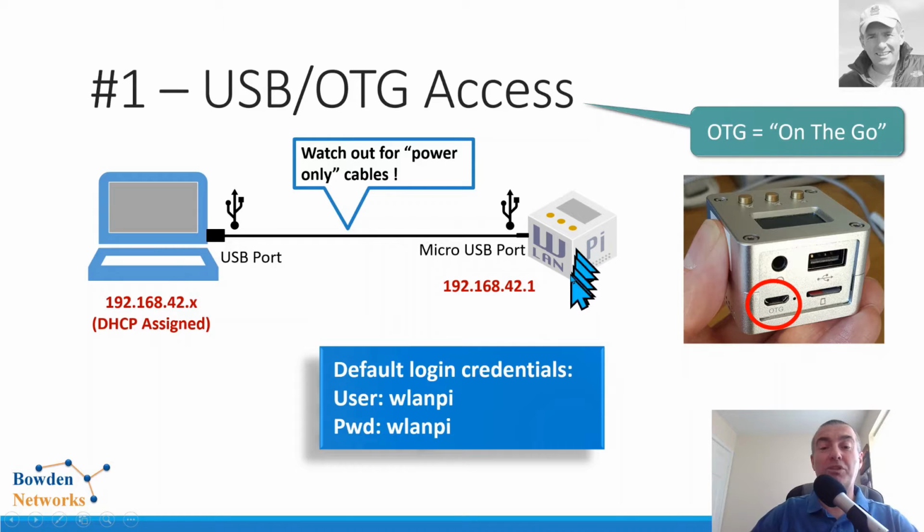What happens is the WLAN Pi uses an address of 192.168.42.1 on its USB interface, and at the laptop end, over the network connection, we get a DHCP assignment, and you'll get an address in the 192.168.42.x range. We'll see this in the demo I'm going to do next, and you'll see exactly how this operates. So we don't have to worry about setting up any static addresses on the laptop. We literally just plug the USB cable from the laptop into the WLAN Pi, and boom, away we go.